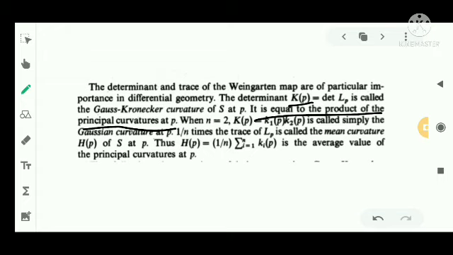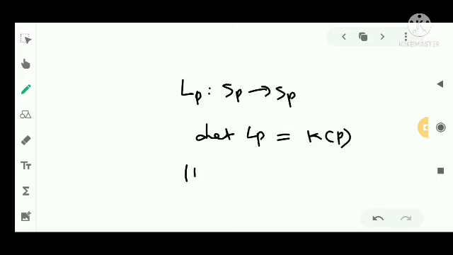name when the surface S is a 2-surface in R^3. That is, if n equals 2, then K(P), the Gauss-Kronecker curvature, is known simply as the Gaussian curvature at P. And we have discussed the determinant. Now we consider the trace of L_P. The trace of L_P is the sum of eigenvalues, and 1/n times the trace of L_P is known as the mean curvature, denoted by H(P).